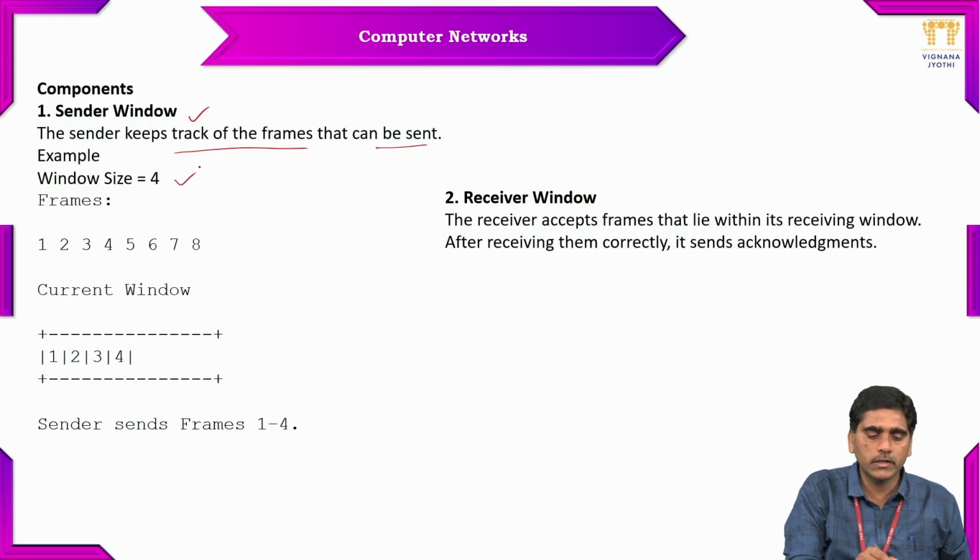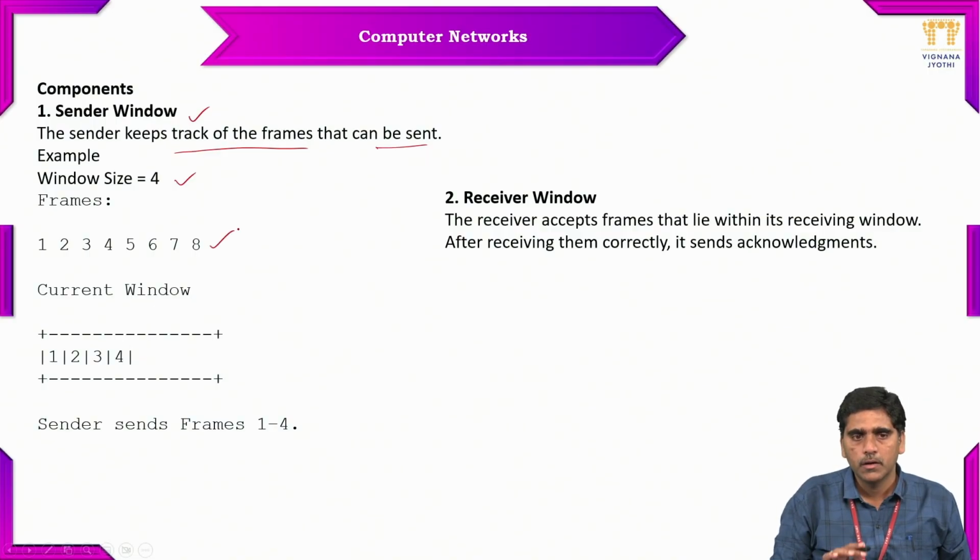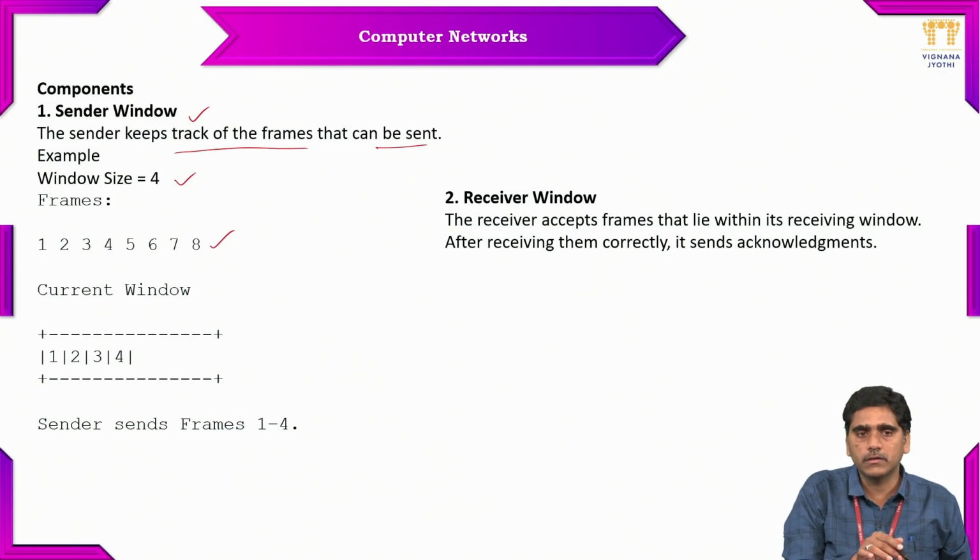So here the window size is 4. The number of frames he wants to send is 8 frames to the receiver side. But the window size is 4, which means it is capable of transmitting 4 frames at a time simultaneously. So here the number of frames is 8, and he transmits 4 frames as the window size indicates.